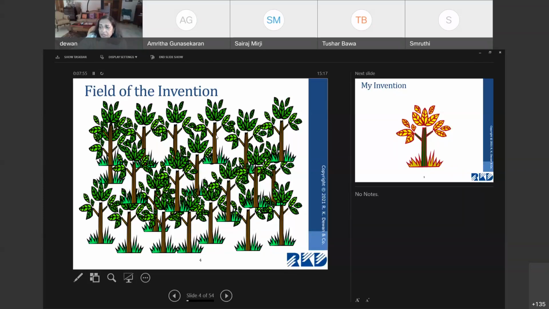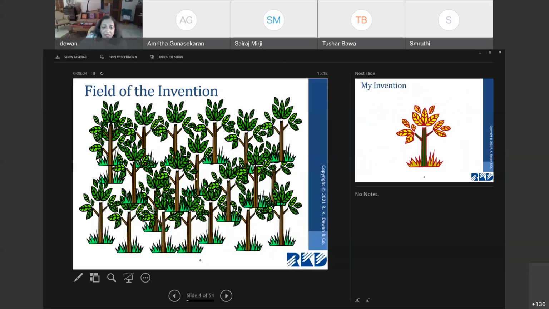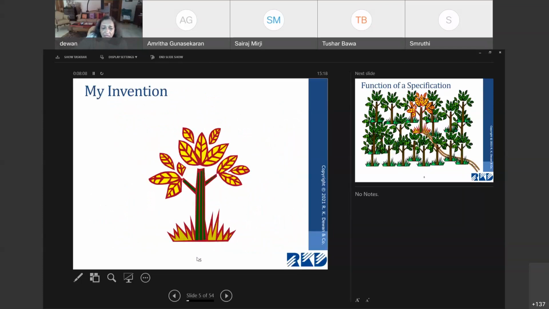My patent specification is my invention. So let's say this is my invention. It is different. As you see in the previous slide, all our trees were green, and just to differentiate, we have given it a different color to say that this is my tree, this is my invention, and this is different than all the other trees in the field. Okay. So that is what the field is about. It's the general area of technology, and this is my invention.